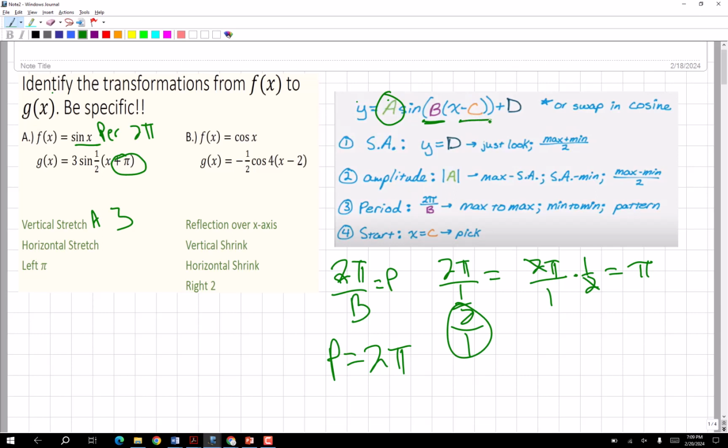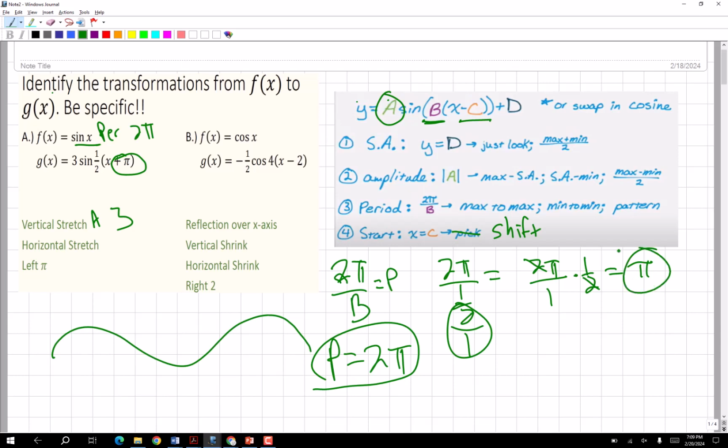And then this part right here, remember, it's the opposite. So this is our shift. This isn't the pick. This is the shift. And because it's negative, see how this says positive, so instead of going right, it's going to go left. It's going to go left a pi amount. Okay. So that's kind of the deal. So your period should be 2 pi, but our period is going to be just pi. So it'd be shorter.